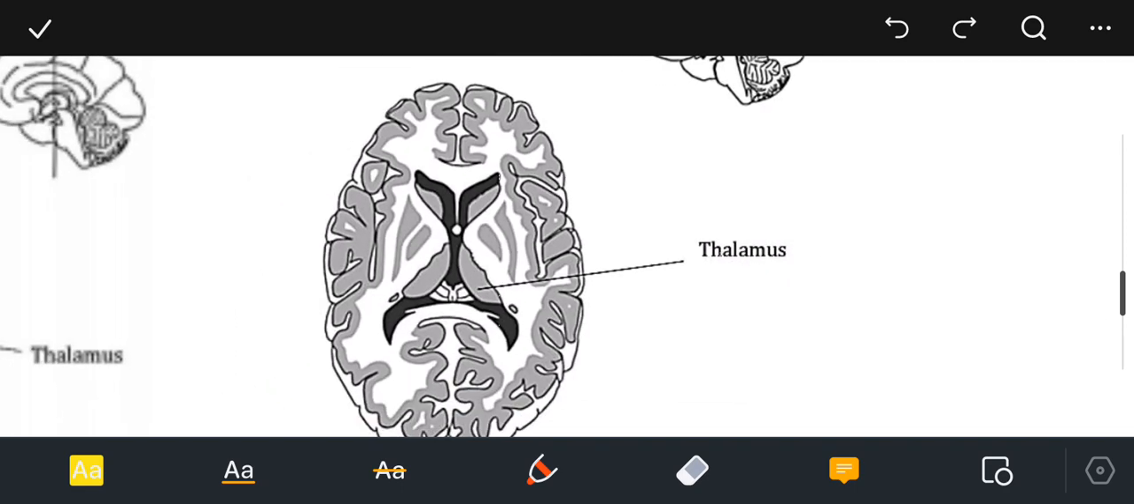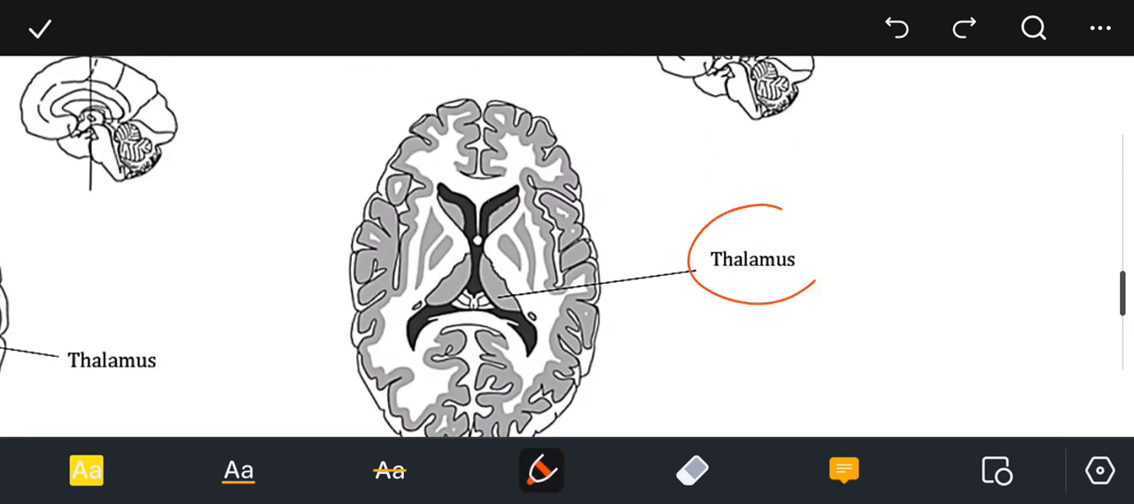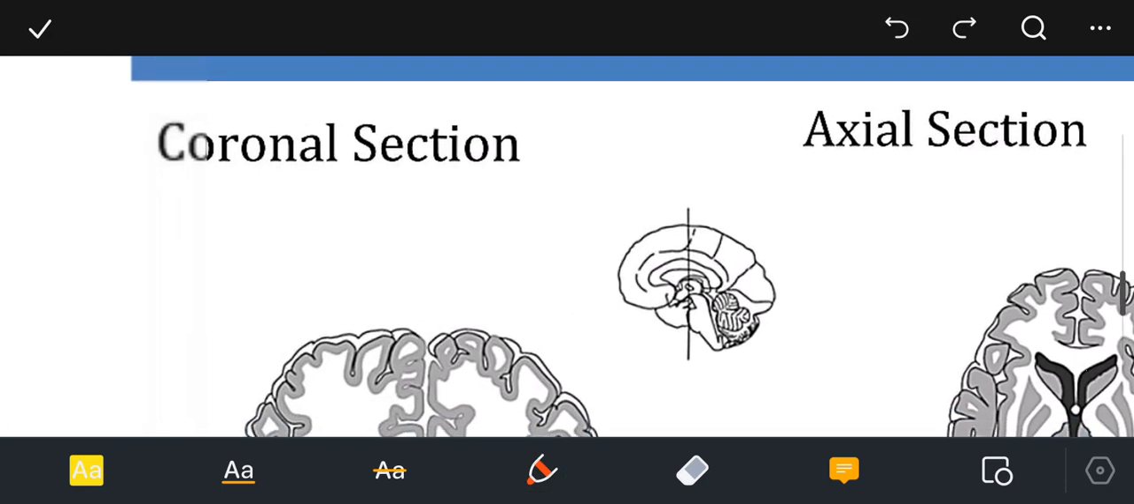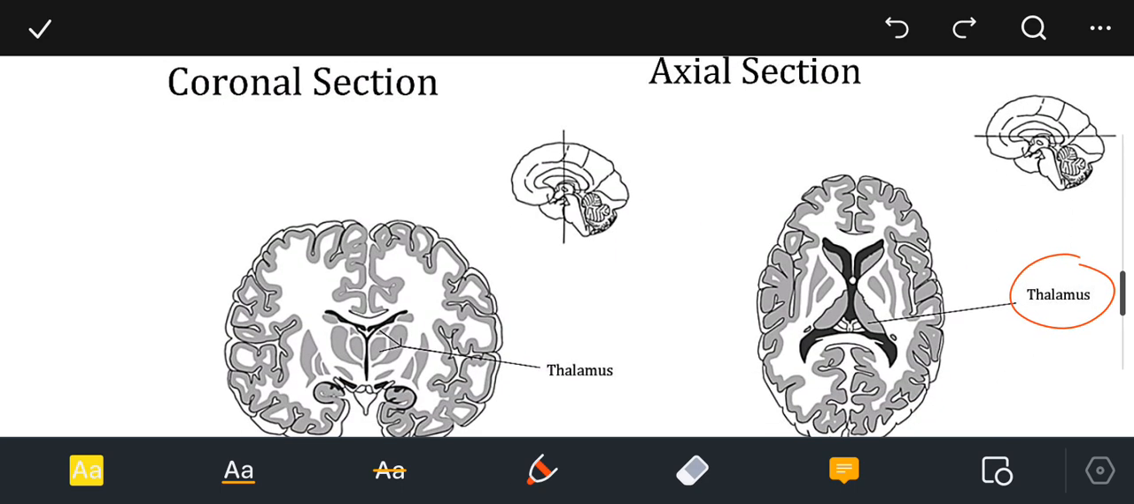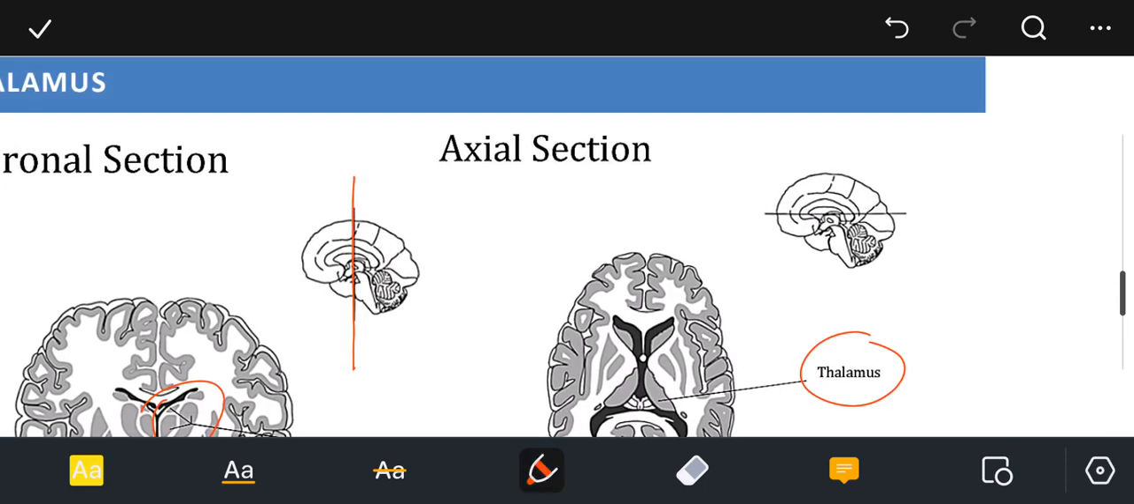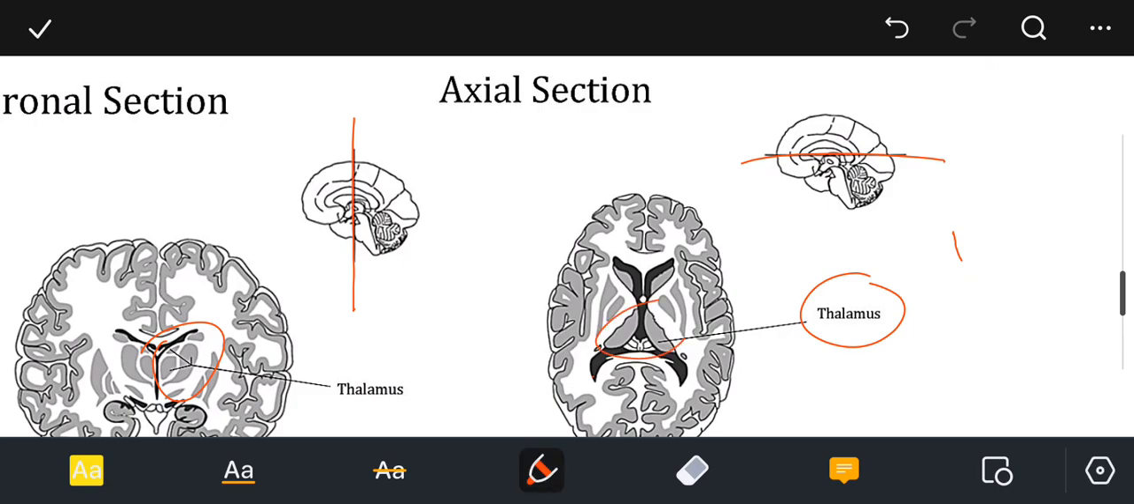Then if we do a cut section like this, the thalamus is present over here, like this is thalamus and this is thalamus. These are axial sections and coronal sections. In the coronal section, if we cut it like this, this area is the thalamus. And if we do the axial section like this, you can find the thalamus over here.